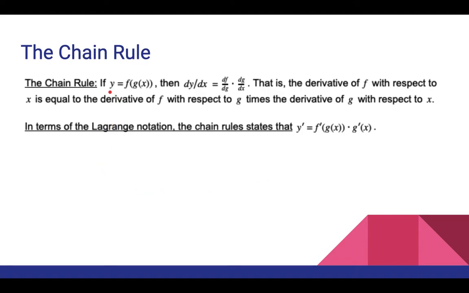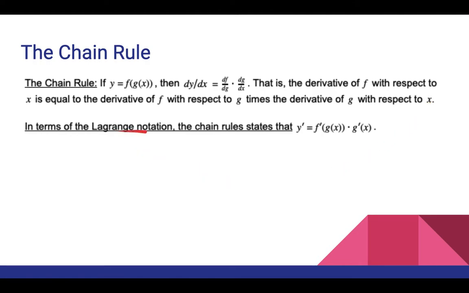It states that if y is a composition of functions, f of g of x, then the derivative of y with respect to x is going to equal the derivative of f with respect to g times the derivative of g with respect to x. Or if we want to call g u, df over du times du over dx. That is, the derivative of f with respect to x is equal to the derivative of f with respect to g times the derivative of g with respect to x. Just saying that again to hammer home the point.